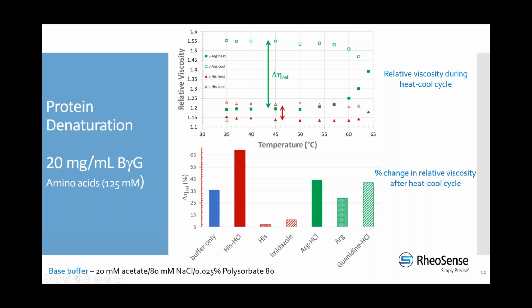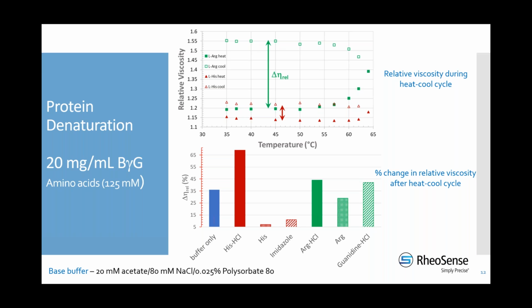And so what we can see is that initially this is just sort of flat, so we don't see any change that's coming from changes in the nature of the molecules or how they're interacting until we get to a particular temperature, maybe between 60 and 62, and then we see an increase that persists even after we cool. And depending on the particular formulation, in this case, do we have L-arginine or L-histidine, we see a difference in that irreversible change that comes from that thermal stress that we're introducing.